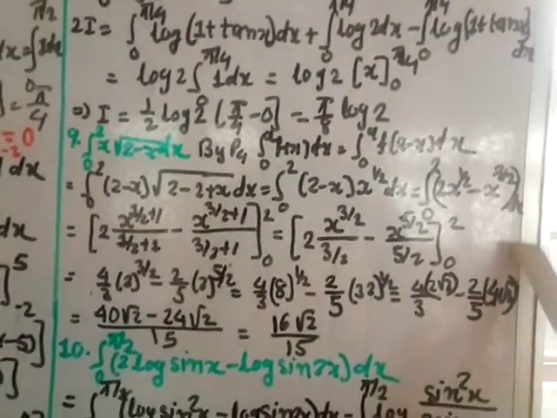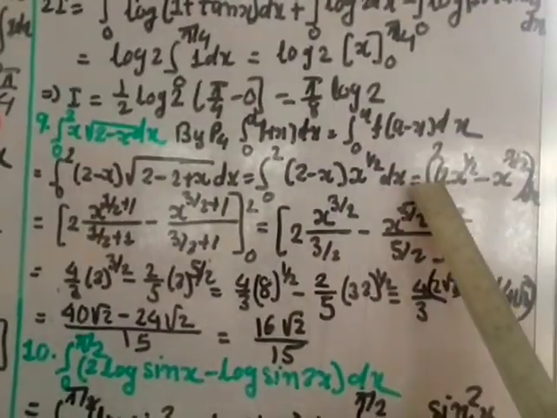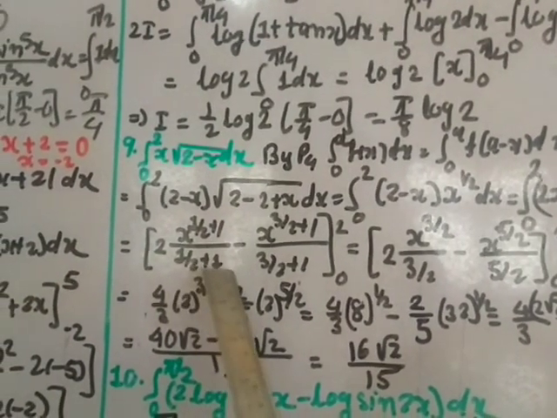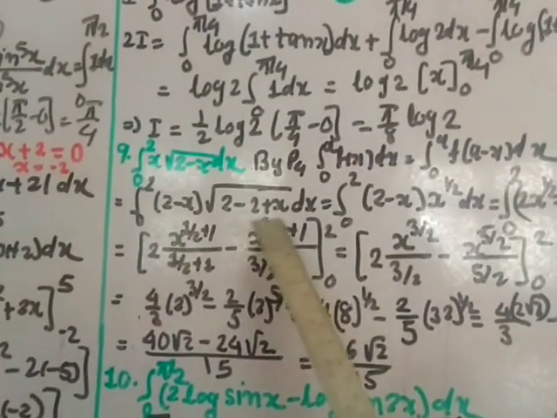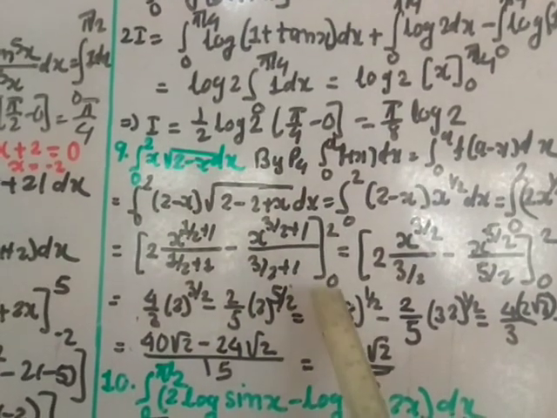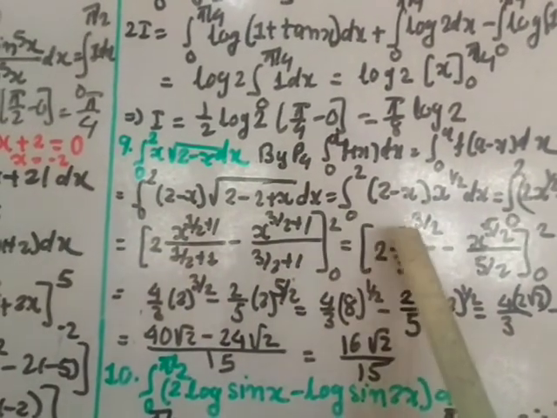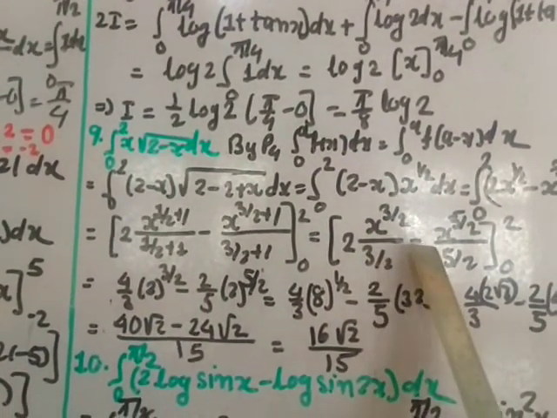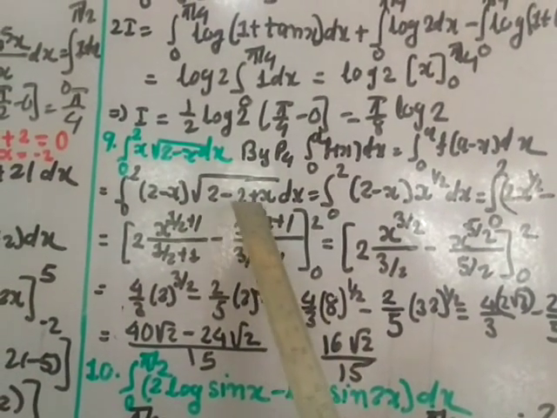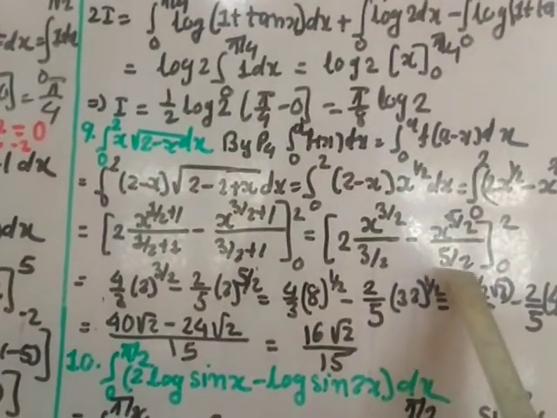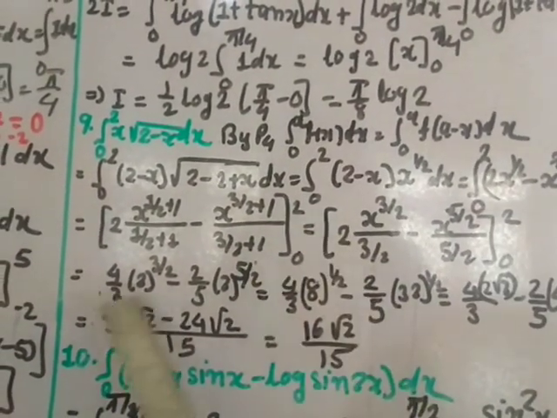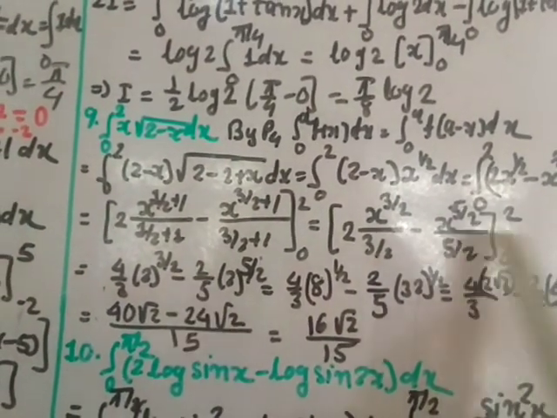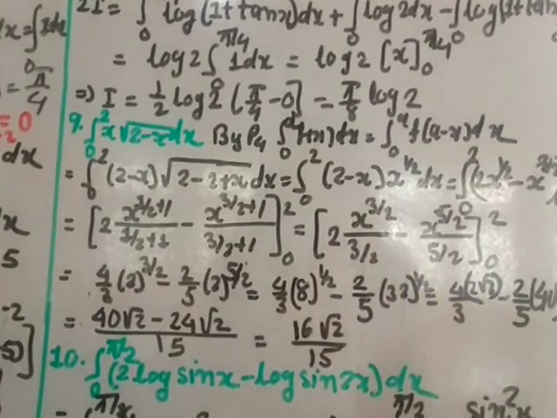Okay, now integrate. So 2 x power 1 by 2 is x power 1 by 2 plus 1 divided by 1 by 2 plus 1, minus x power 3 by 2 plus 1 divided by 3 by 2 plus 1, and the limit is 0 to 2. This is x power 3 by 2. You take LCM, 2 plus 1 is 3, so 3 by 2. Minus, here also take LCM, so 3 plus 2 is 5 by 2, and the denominator also 5 by 2, 0 to 2. These two I am taking up and multiplying, and it becomes 4 by 3, and these two become 2 by 5. Okay, now put the upper limit, and the lower limit is 0, so I am not putting it.